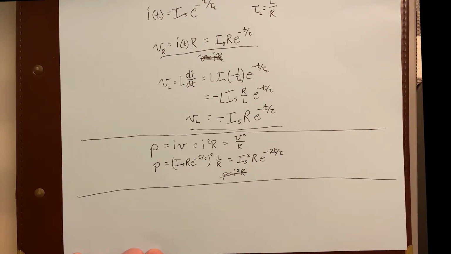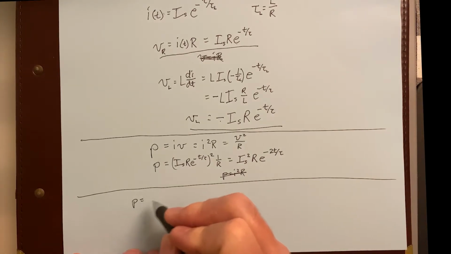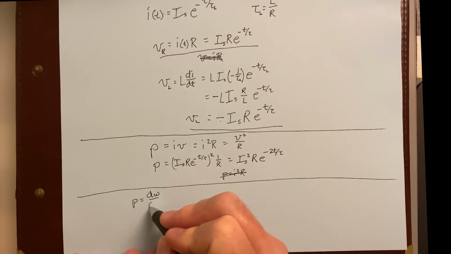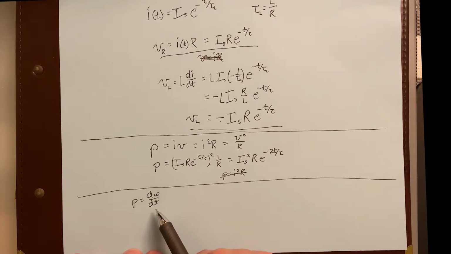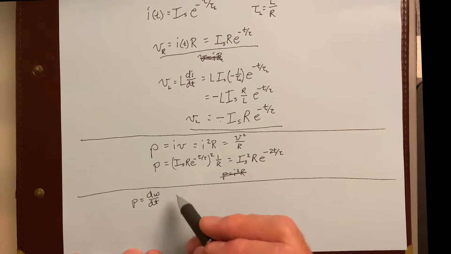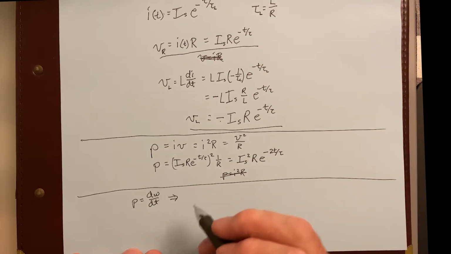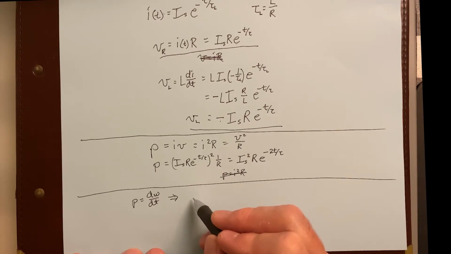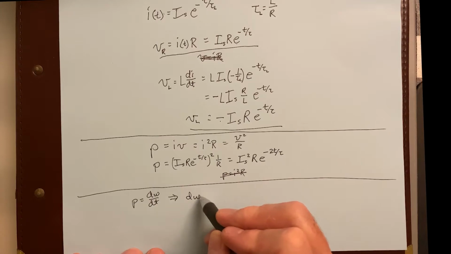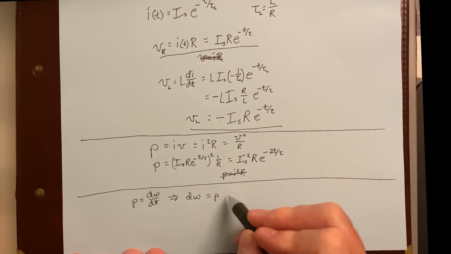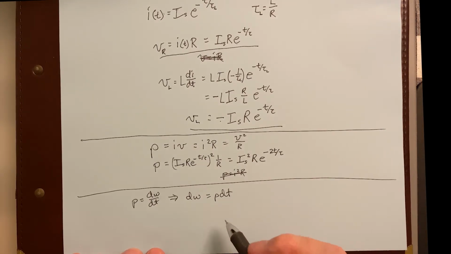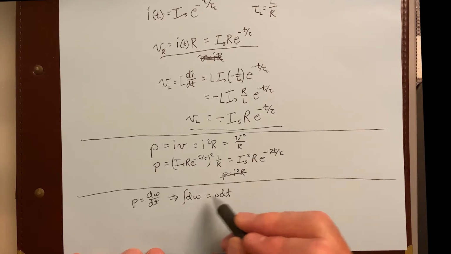What is the energy that's being supplied to the resistor, let's say? Well, again, P equals dW/dt. That's actually our definition of power. It's energy per time. We could go through the steps of this if we want to. You're going to end up with dW equals P dt. Now integrate both sides of this.